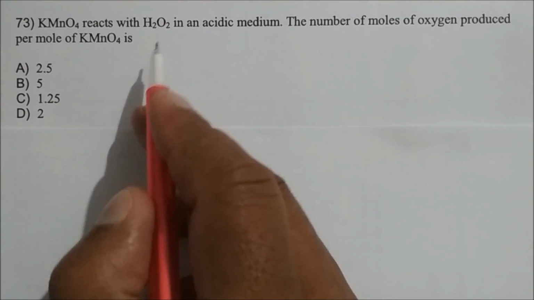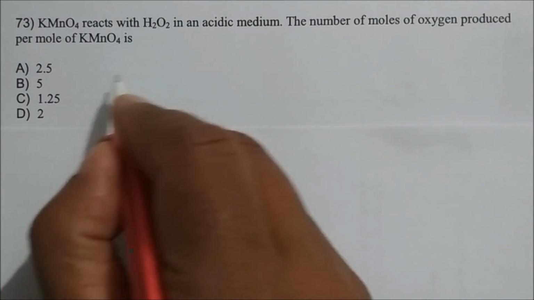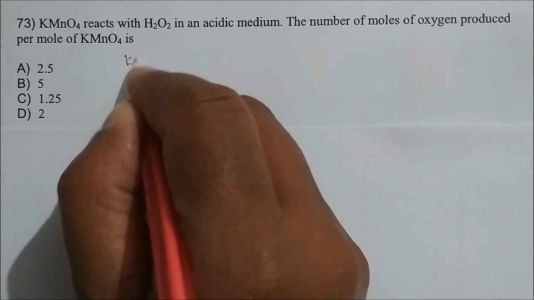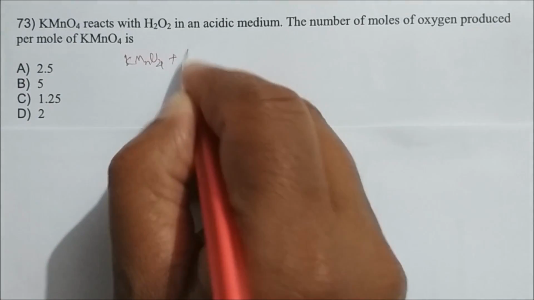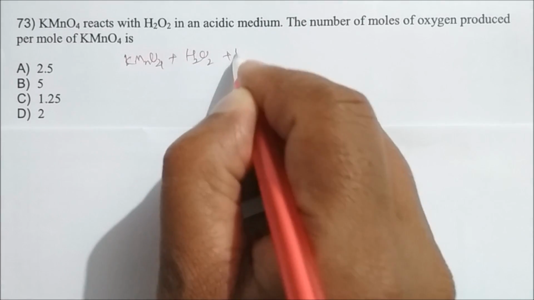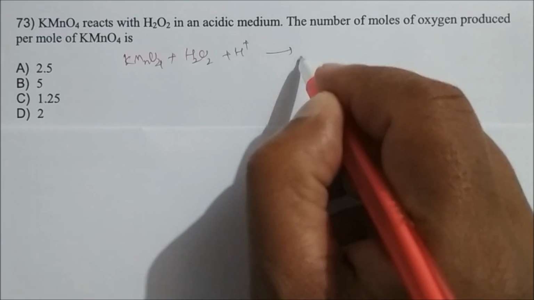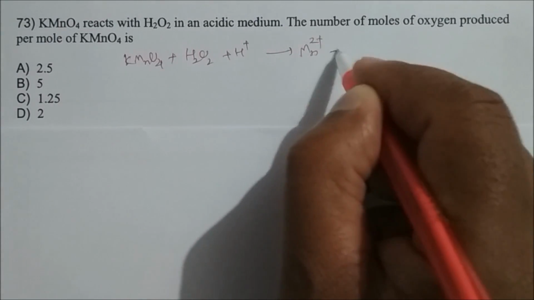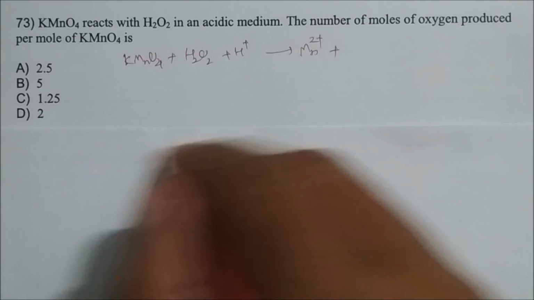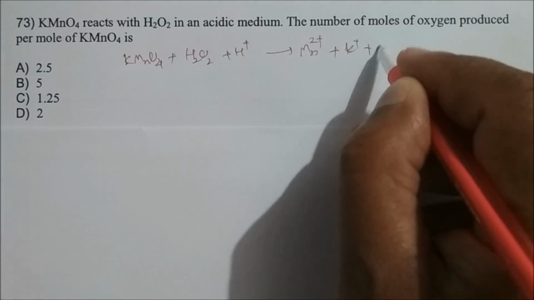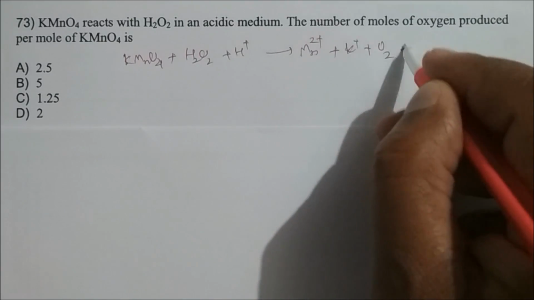KMnO4 reacts with H2O2 in acidic medium. The number of moles of oxygen produced per mole of KMnO4 is? So here KMnO4 is reacting with H2O2 in acidic medium, which can be sulfuric acid. On reaction, the Mn will convert to Mn2+, and we get the potassium also here. So potassium is of no use, and H2O2 will give you oxygen and water.